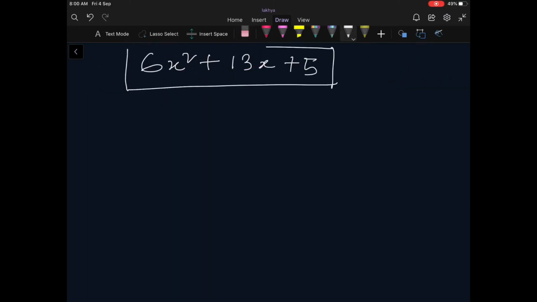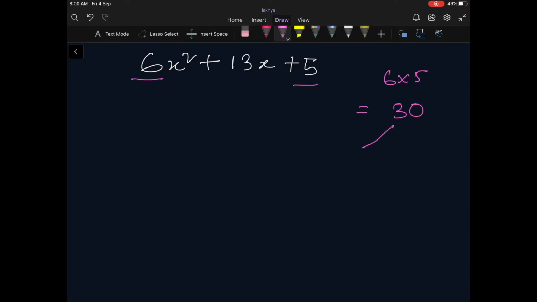Now suppose we need to factorize this polynomial. This is a trinomial. So how to factorize this? Let me explain how to factorize this. Now you see, what is the first step? Just multiply the coefficient of x square and the constant term, 6 and 5. 6 times 5 is 30.